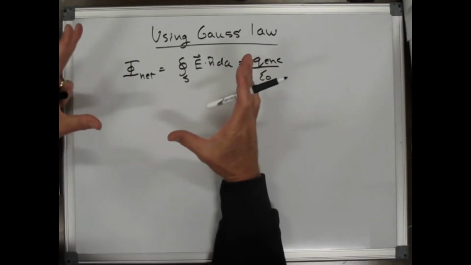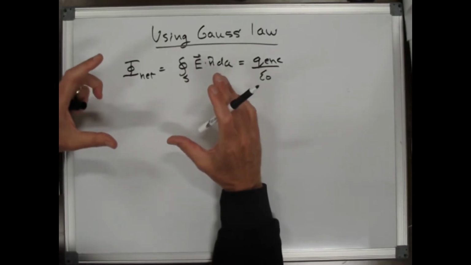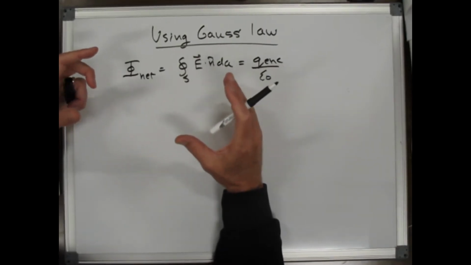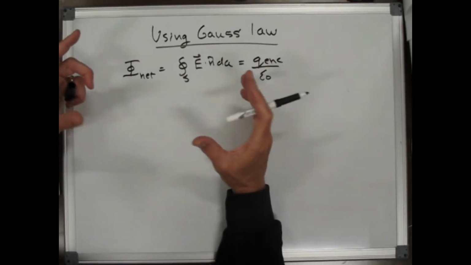It doesn't matter what the shape of the surface is, in the same way that it doesn't matter what the shape of a surface is that has a light bulb inside. The same amount of light is going to leave the surface, no matter if the surface is round or square.